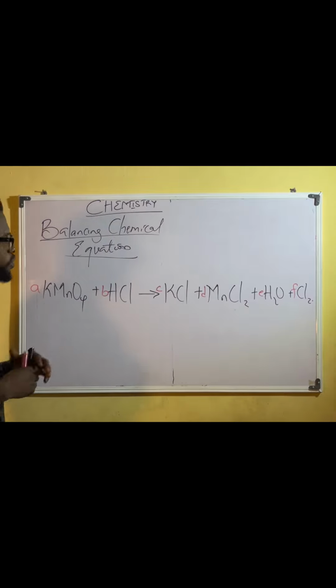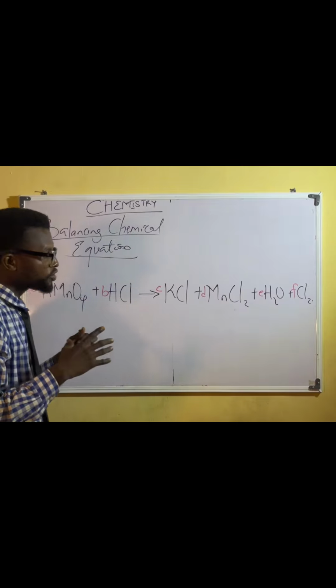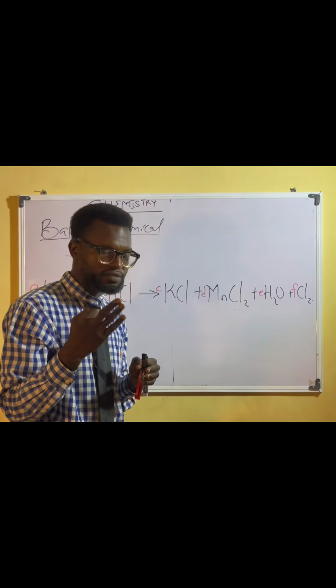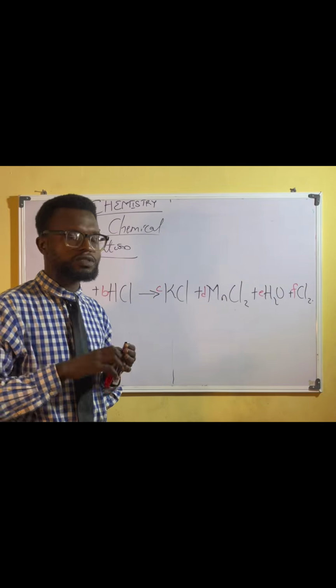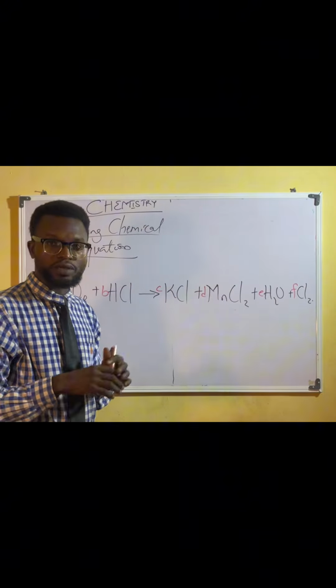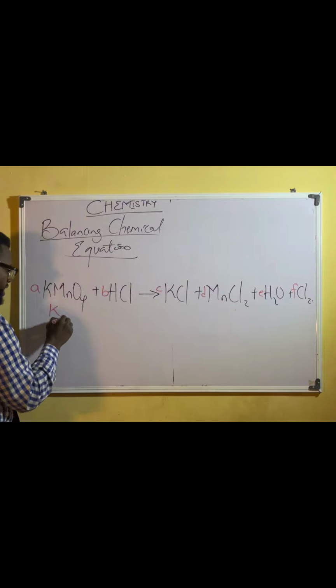Now, in this kind of equation, how do you know when to use this method? When you see an equation that has 3 reactants or 3 or more products, of course, you use this method, as the conventional method will be ineffective. So very simple. We start.